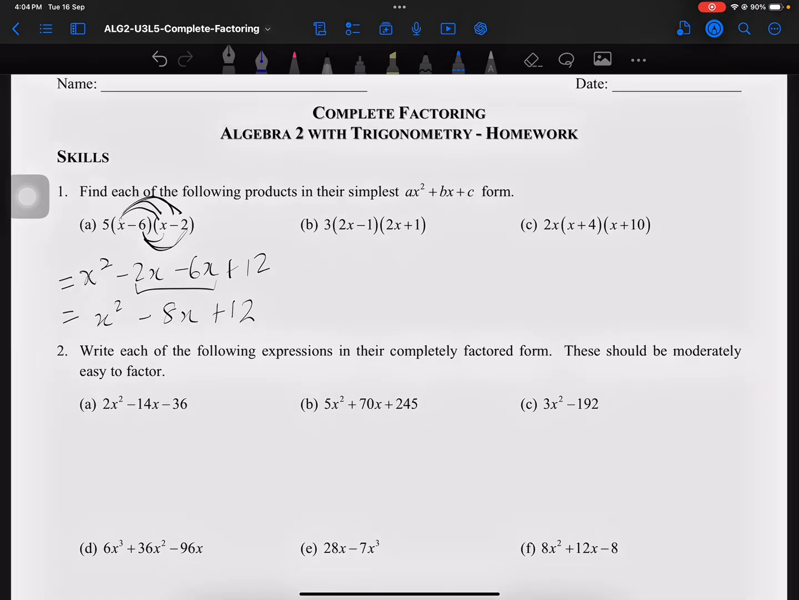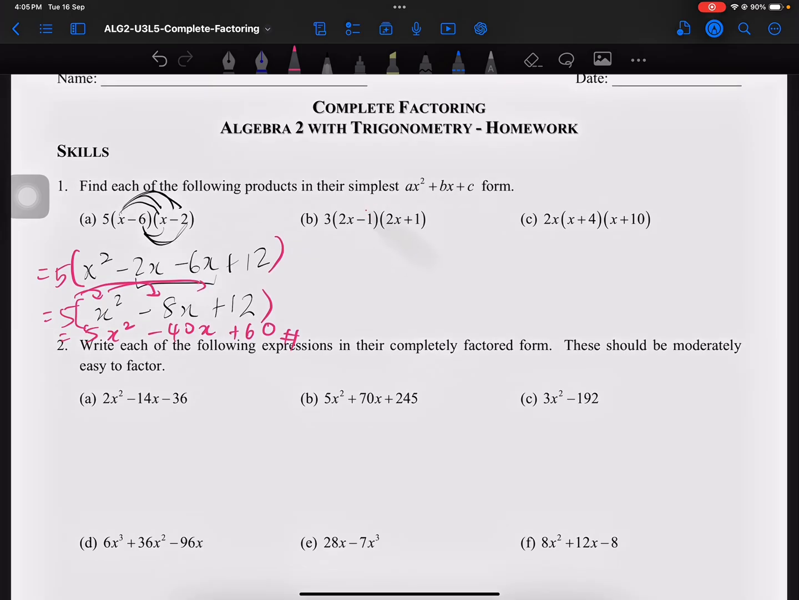Then you will need to bring 5 inside. You still have 5 outside. Then you expand, it will give you 5x squared minus 40x plus 60. Okay, we move on to B.